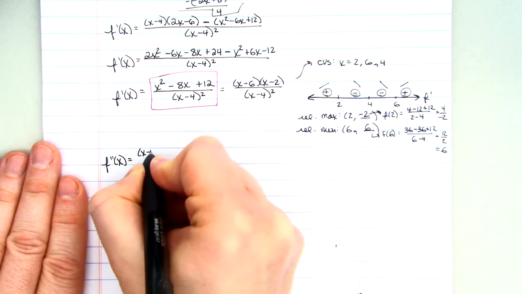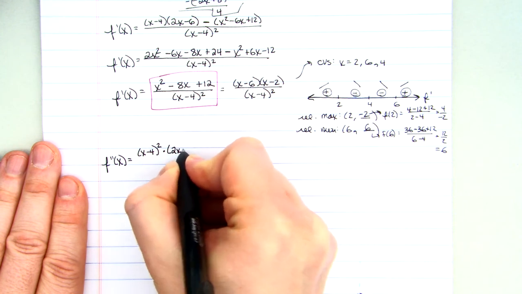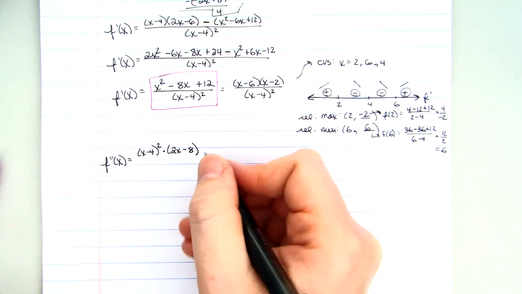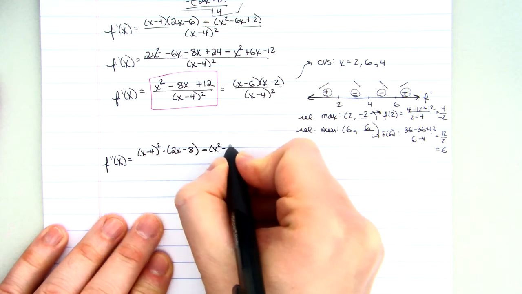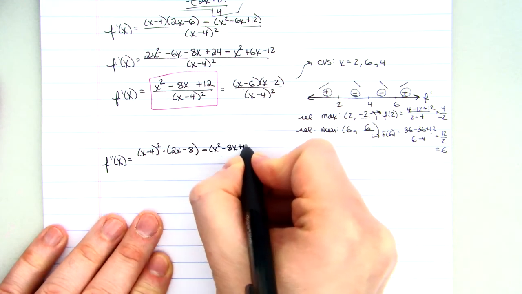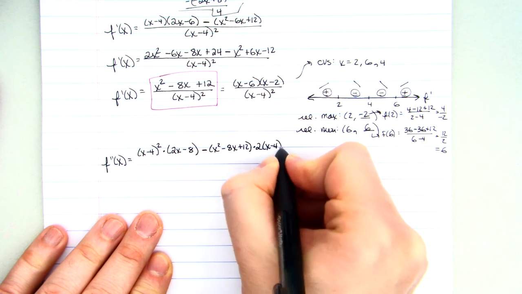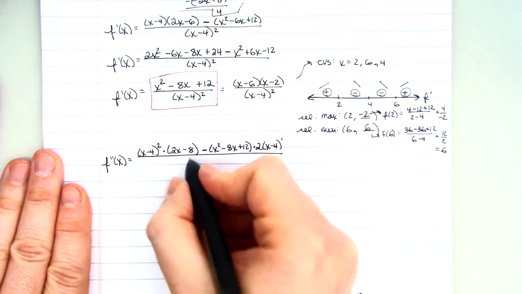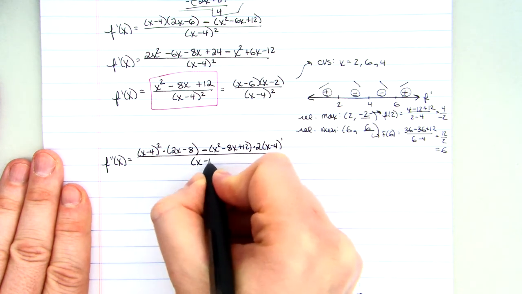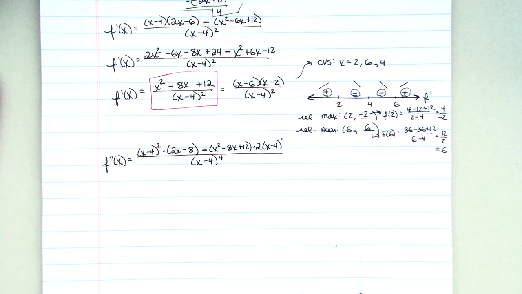Low, x minus 4 squared. D high, 2x minus 8. Minus high, x squared minus 8x plus 12. D low is times 2x minus 4 to the first times 1. Draw the line square below. X minus 4 squared gives me x minus 4 to the fourth.